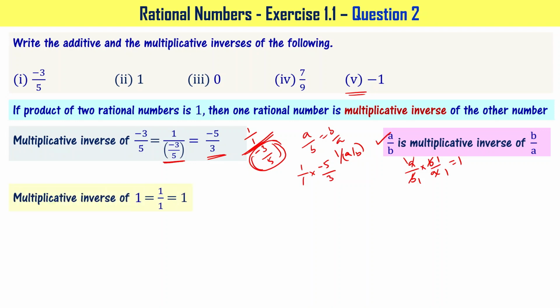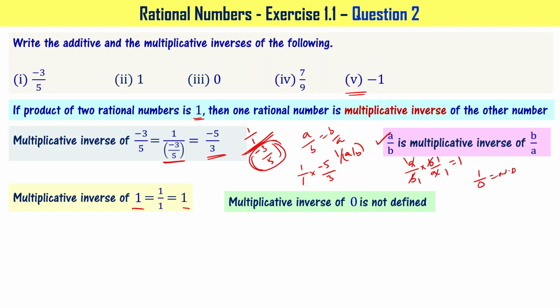The multiplicative inverse of 1 is 1 divided by 1, that is equal to 1, right? When you multiply 1 with the number 1, you get the answer 1. That's why the multiplicative inverse of 1 is 1. Now, what is the multiplicative inverse of 0? No number exists as the multiplicative inverse of 0. The reason is that the multiplicative inverse of 0 would be 1 by 0, and 1 by 0 is not defined, right? We don't know the value of 1 by 0. For that reason, we say the multiplicative inverse of 0 is not defined.